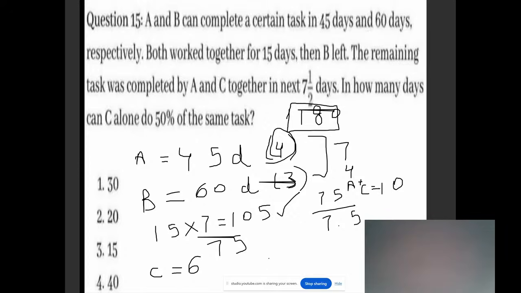Okay, the question is in how many days C alone can do 50% of the same task. First, let us take the complete work, 180 chocolates, by C. So C can eat 180 chocolates in 180 by 6, which is 30 days. So C can complete the total work in 30 days, which means C can complete half of the work, 50% of the same work, in 15 days, which is option 3. Option 3 is the correct answer.